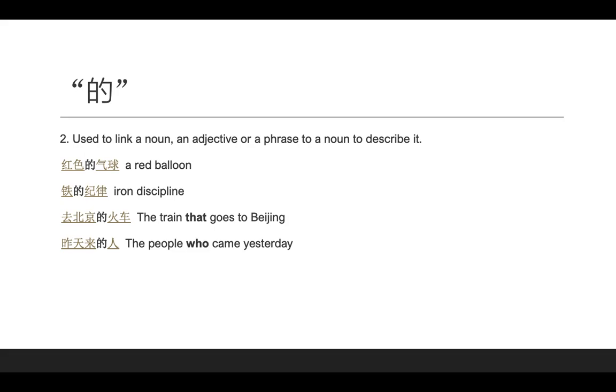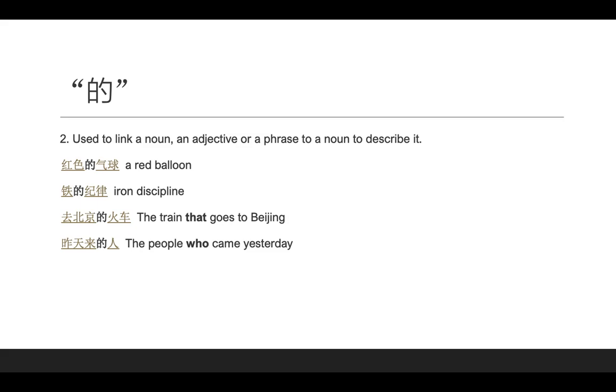And the second usage is to link a noun and an adjective or a phrase to a noun to describe it. So basically you have a noun, and before the noun you need to use 的, and before the 的 you need to give an attribute. For example, a red balloon. Red is to describe balloon. So 红色的气球, a red balloon. 铁的纪律, iron discipline, which means strict discipline.